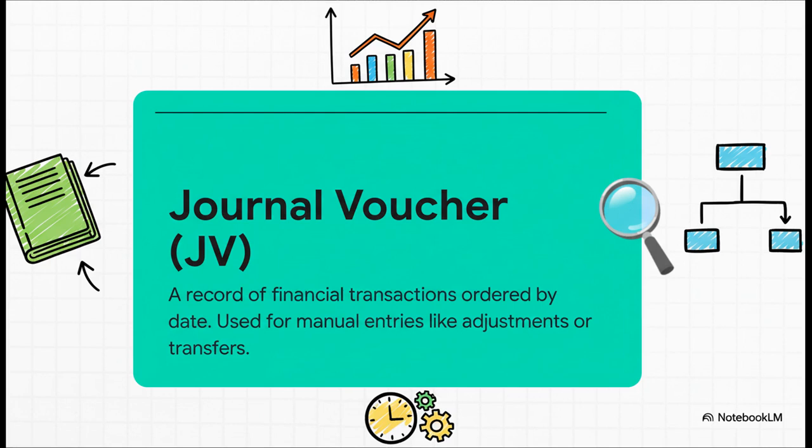This is your go-to tool for manually recording transactions. So we're talking about things that don't get created automatically by, say, an invoice or a bill. Think about things like internal fund transfers or maybe some year-end adjustments. That's what a JV is for.